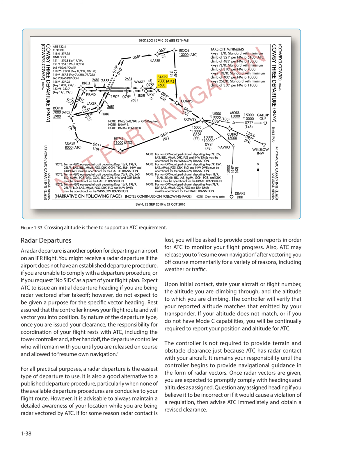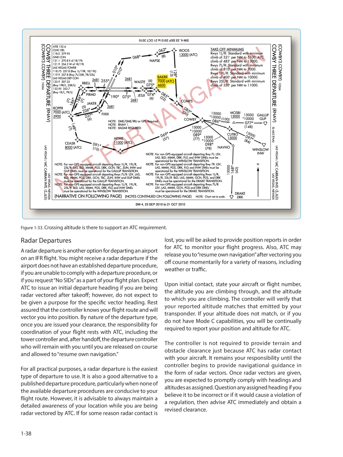However, it is advisable to always maintain a detailed awareness of your location while you are being radar vectored by ATC. If for some reason radar contact is lost, you will be asked to provide position reports in order for ATC to monitor your flight progress. Also, ATC may release you to resume own navigation after vectoring you off course momentarily for a variety of reasons, including weather or traffic. Upon initial contact, state your aircraft or flight number, the altitude you are climbing through, and the altitude to which you are climbing.